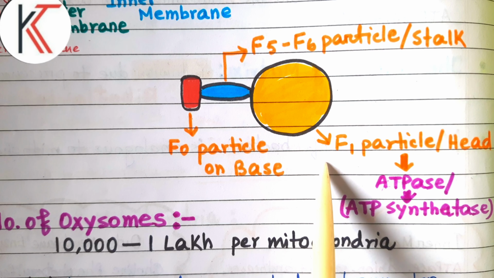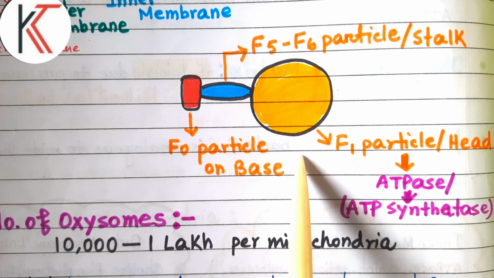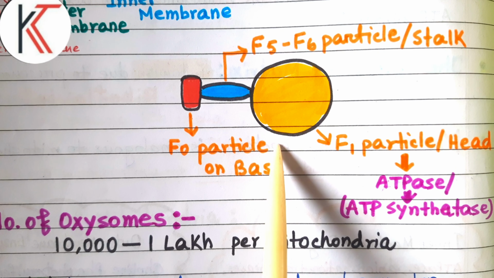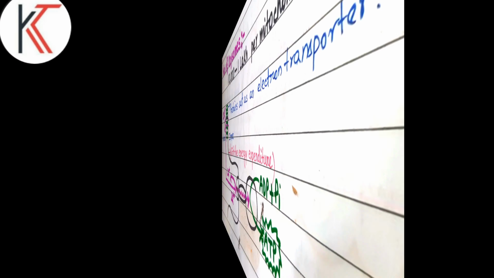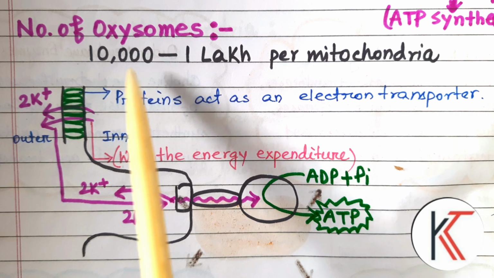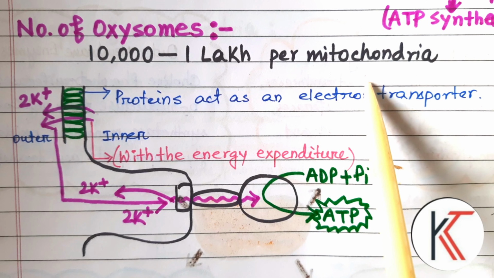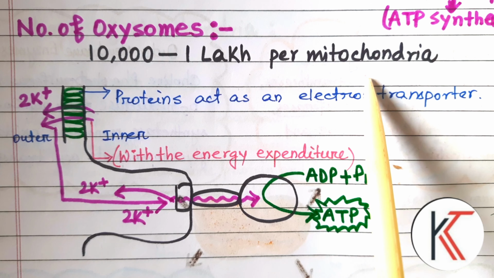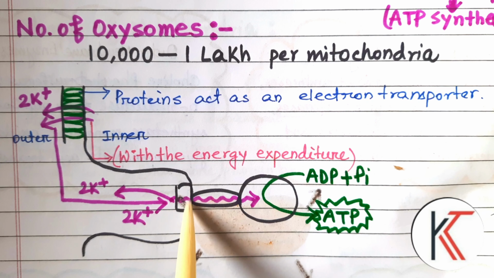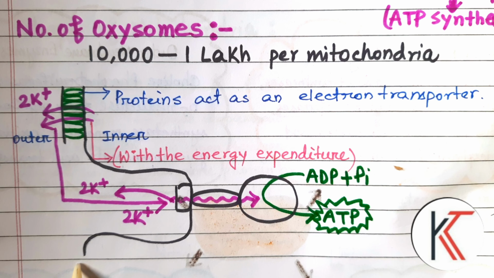Let's discuss how many oxysomes are present in one cristae. The number of oxysomes, see students, is 10,000 to 1 lakh per mitochondria in the cell body. Now let's see how the cristae functions and gives ATP; this is the figure.